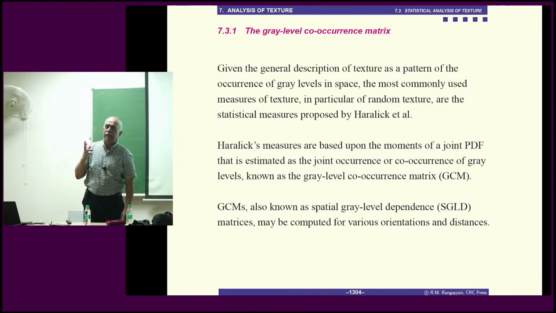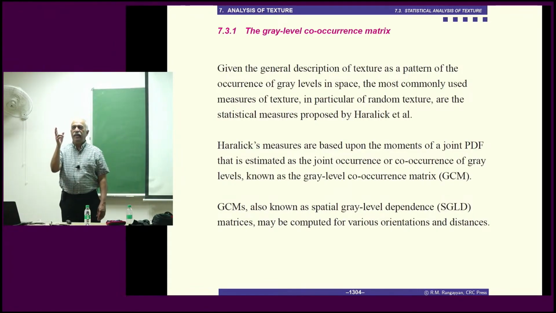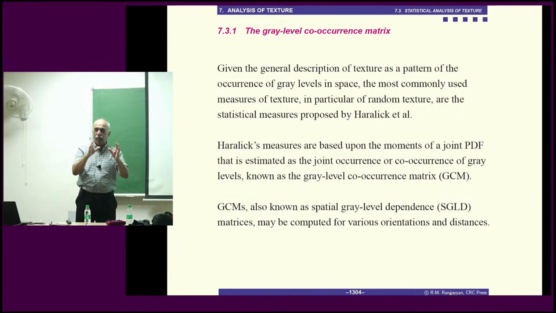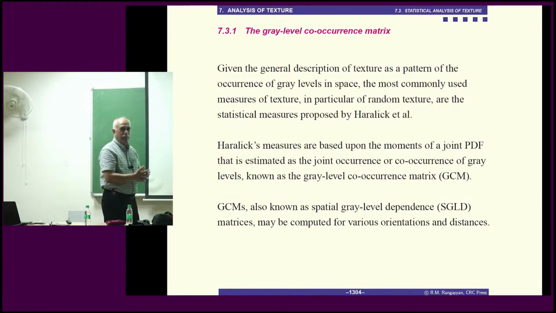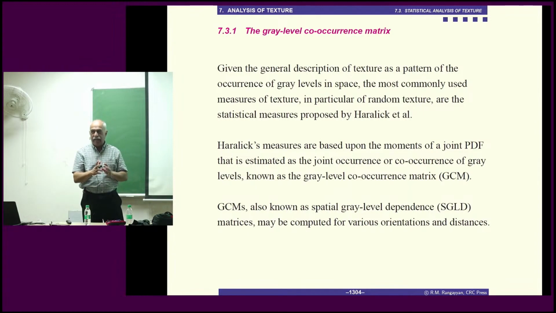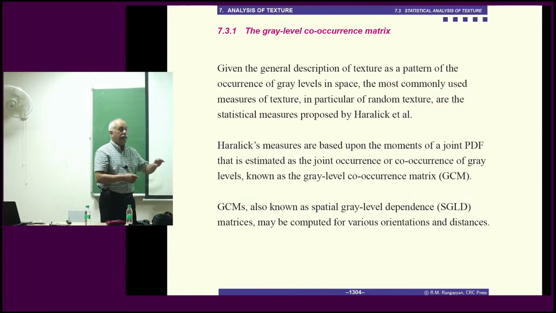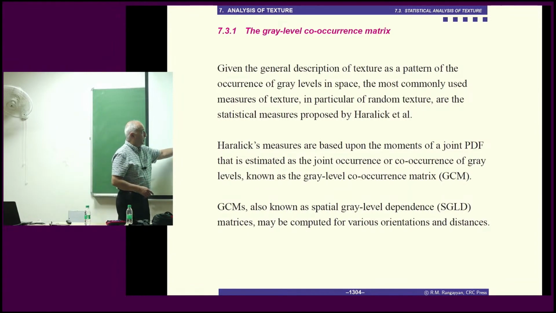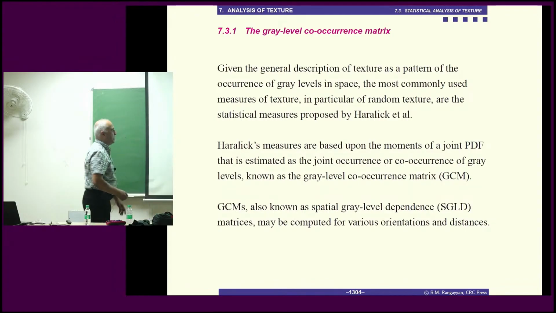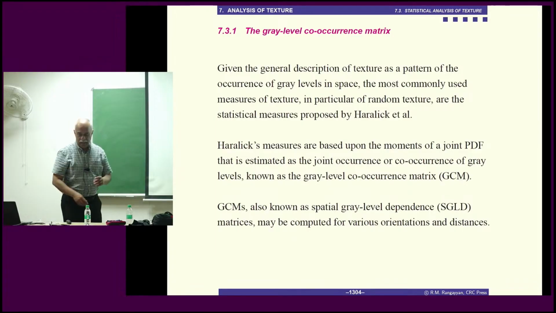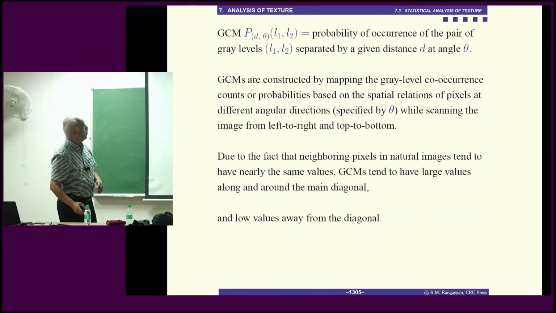If you don't care for the angle, you can say any adjacent pixel. Left, right, top, bottom, doesn't matter. They're all equally adjacent. You count them all and put them all into one matrix. Sometimes that is done. Sometimes you take angle into account in forming the GCM, gray level co-occurrence matrix. It is also called the spatial gray level dependence matrix, SGLD matrix. So you compute for various orientations and distances.